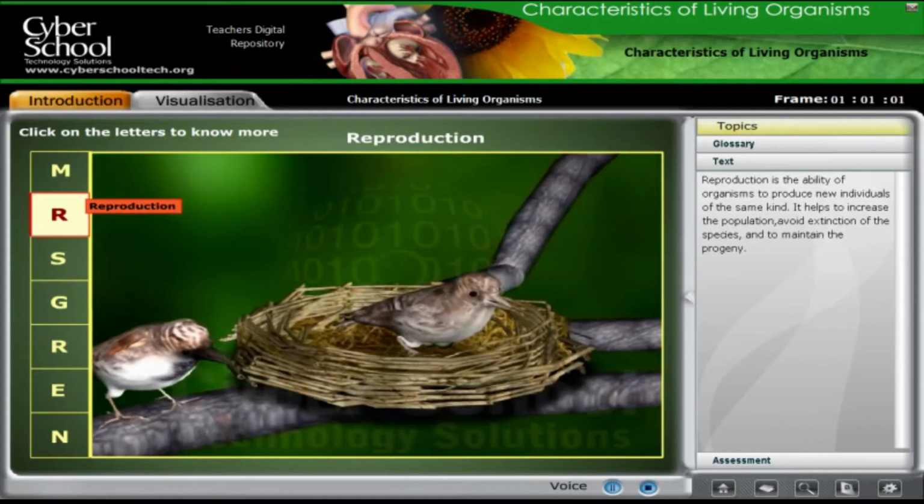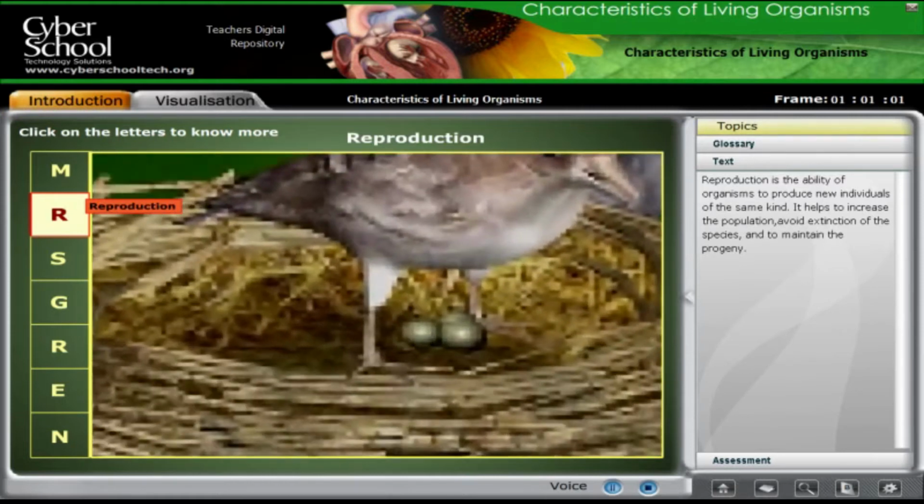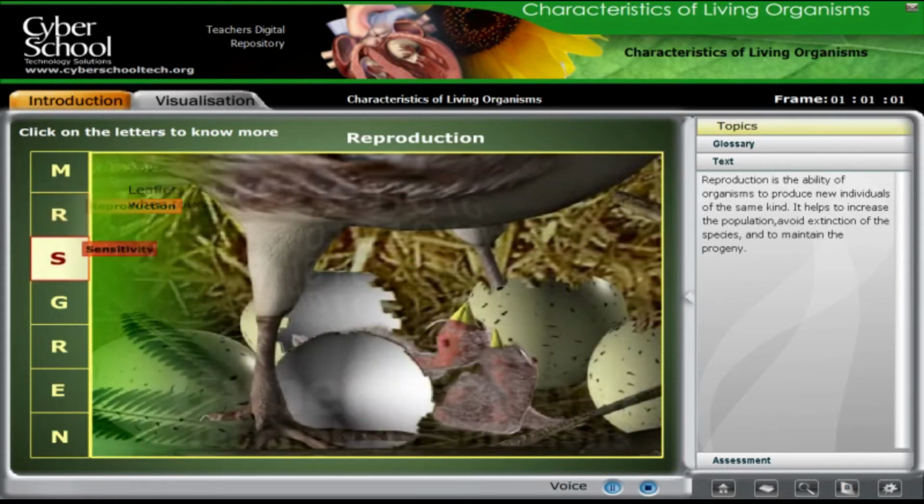Reproduction is the ability of organisms to produce new individuals of the same kind. It helps to increase the population, avoid extinction of the species, and to maintain the progeny.